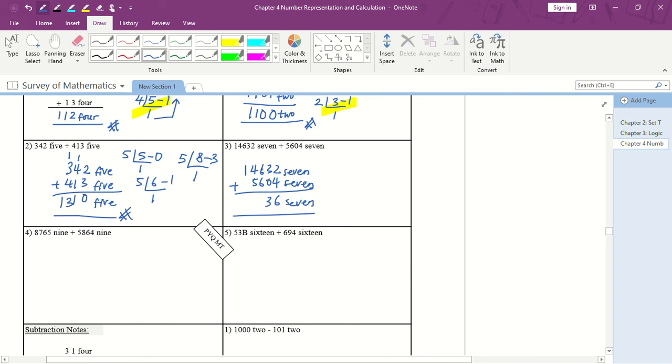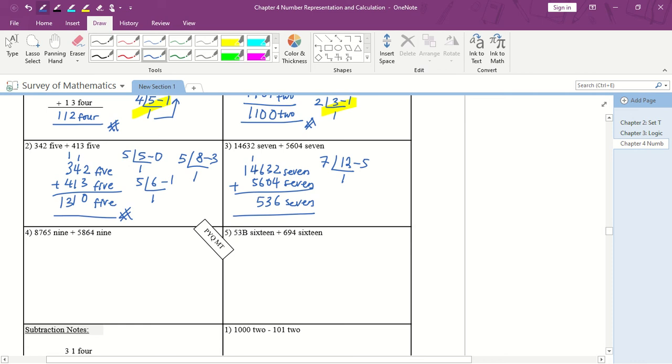And how about the next one? 6 plus 6. It is more than 7. So 6 plus 6 is 12, so we need to change it to base 7. And it will be 1, and here will be 5. So here will be 1, and here will be 5.